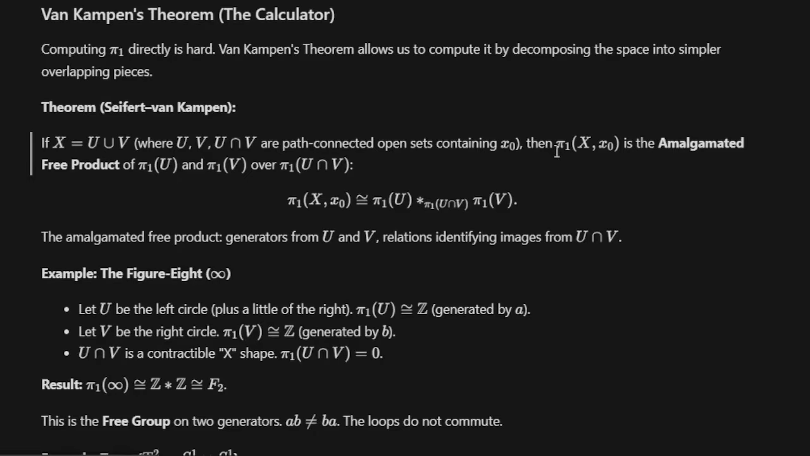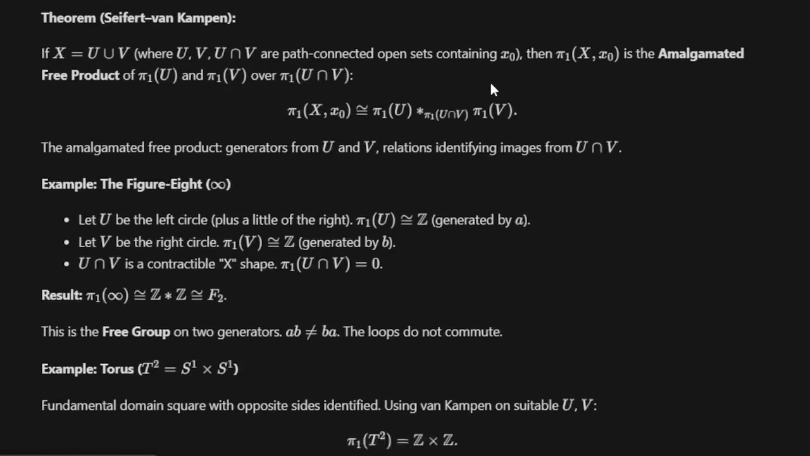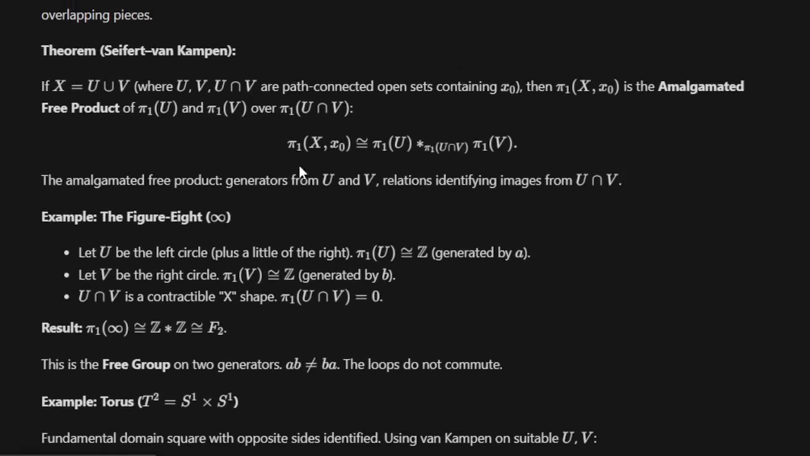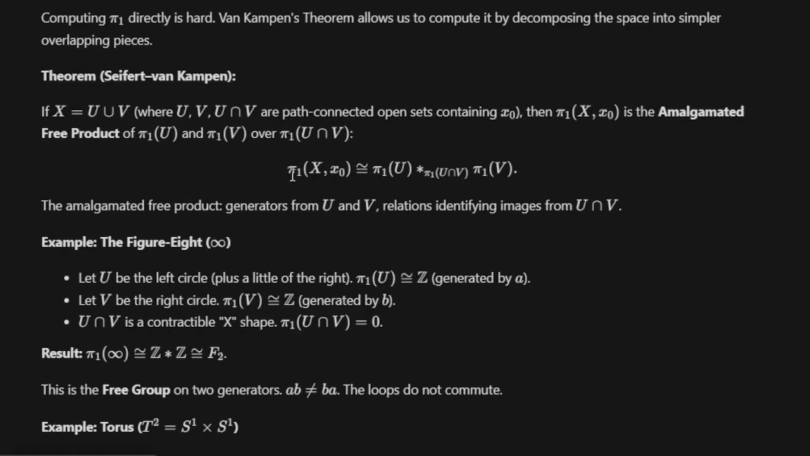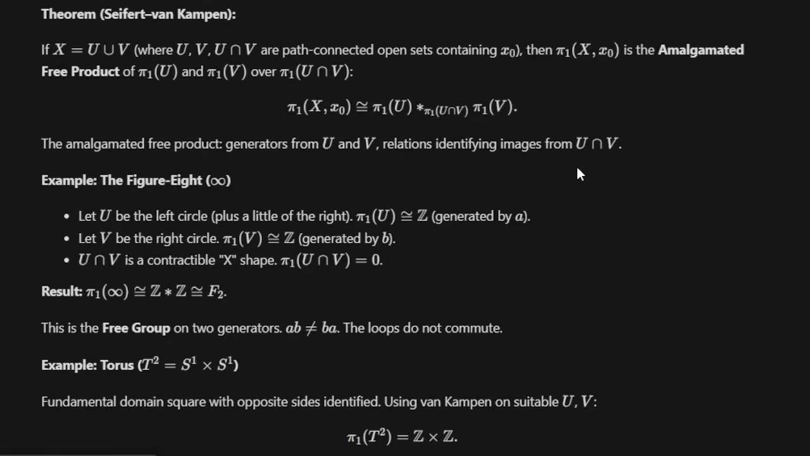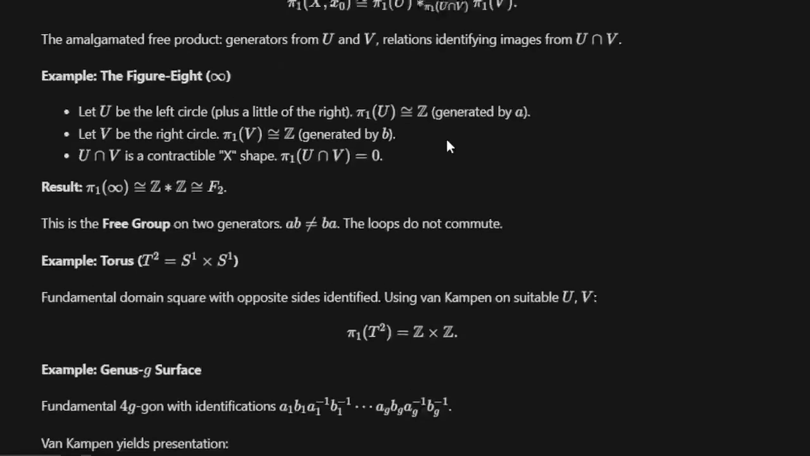So we could then say that we can define pi sub 1 as the amalgamated free product of the group structures from both of those subspaces over the intersection of those subspaces. So, well, there's a lot. This amalgamated free product is isomorphic to the group structure of these sandwiching the generators from U and V, and that's cool. Okay, so that's the Van Kampen theorem.